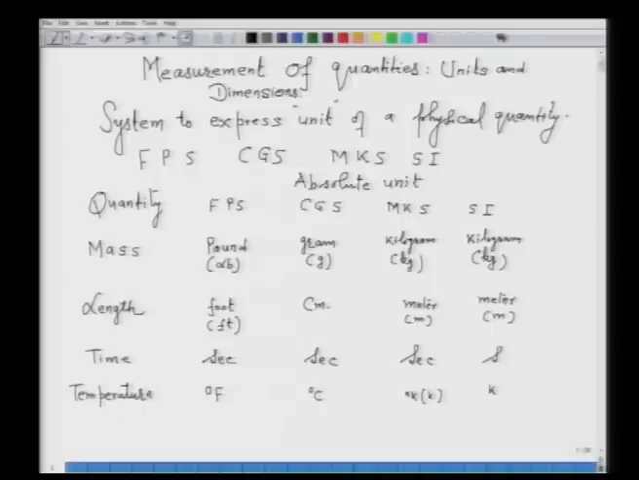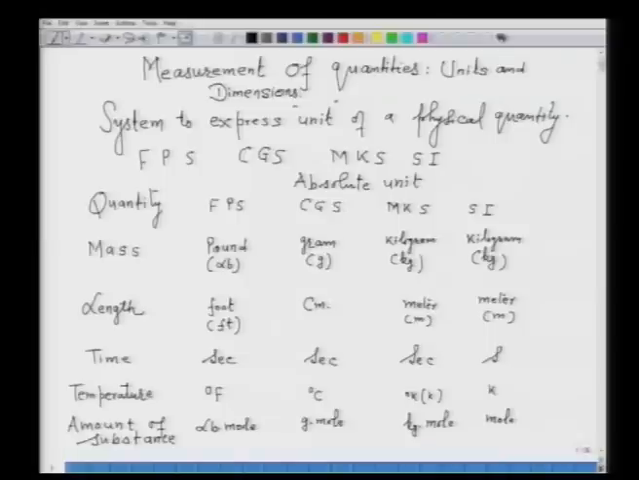Another fundamental unit is the amount of substance. Though it has come under mass, sometimes this is also expressed as amount of substance. In the FPS system it is pound mole, in CGS system it is gram mole, in MKS system it is kilogram mole, and in SI units it is simply written as mole.